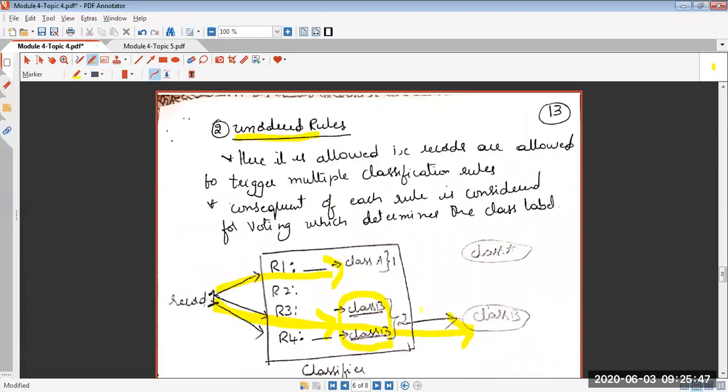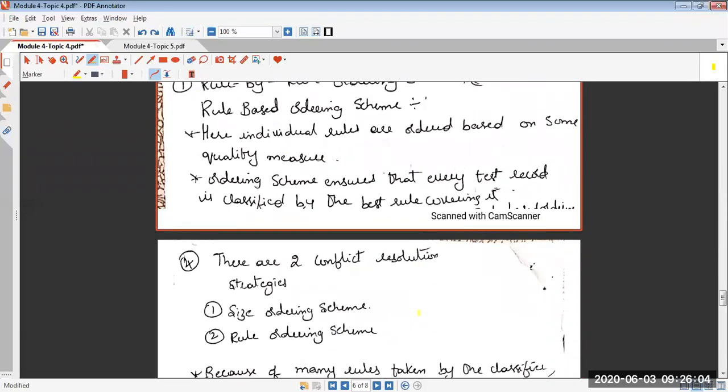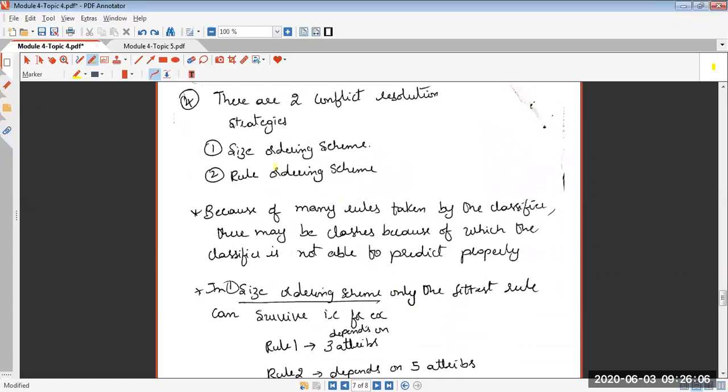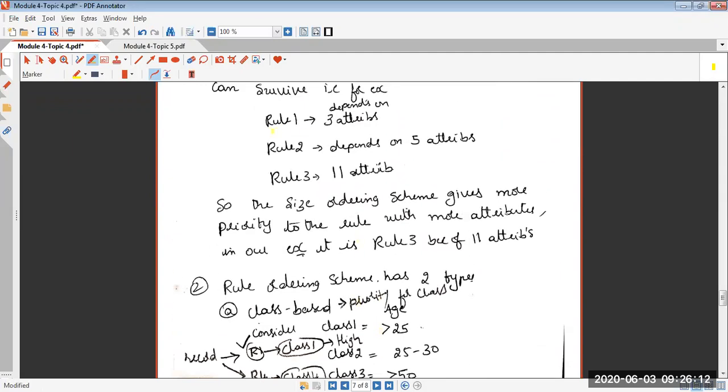Now, what is the benefit of this unordered rule? The benefit is you need not worry about finding the importance of the attributes and values and then deciding on the priority for the rules, so that computation is avoided. So this was the unordered rule. Next, we saw a few more ways of rule ordering, that is size ordering. As the name indicates, here the metric is the number of attributes within a rule.